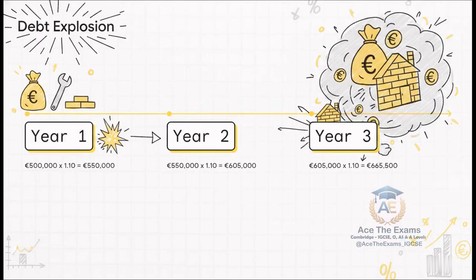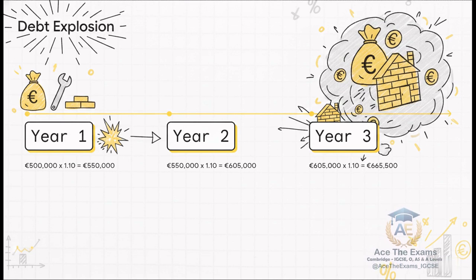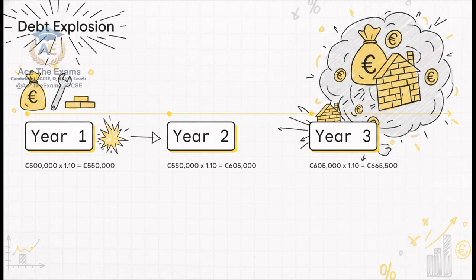Remember that massive number from the beginning of our session? Let's return to the Spanish builder who borrowed 500,000 euros at a 10% interest rate. We can visually track how rapidly that debt explodes over 3 years. In year 1, 10% interest adds 50 grand, bringing the total to 550,000. But in year 2, the 10% is calculated on the new total.